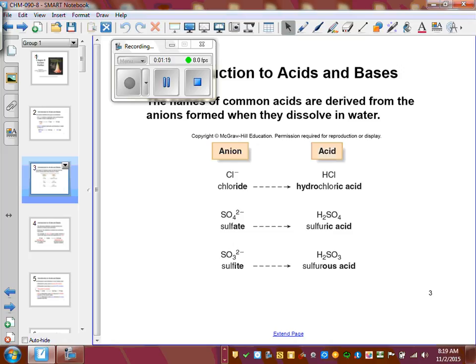The names of common acids are derived from anions formed when they dissolve in water. So HCl, the anion is chloride. The acid is hydrochloric acid. Sulfate, the acid is sulfuric acid. Sulfite is sulfurous acid.